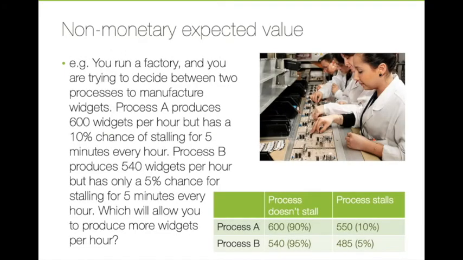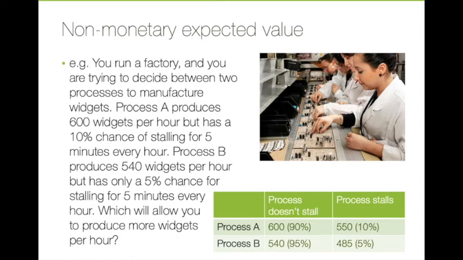Now, so far we've continued to focus on expected monetary value, but we can also calculate the expected value of other kinds of outcomes if we can easily assign numbers to those outcomes. So here's an example of non-monetary expected value. Say that you run a factory and you're trying to decide between two processes that allow you to manufacture widgets.